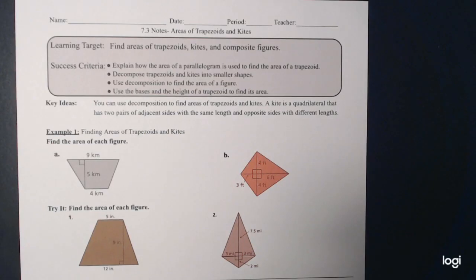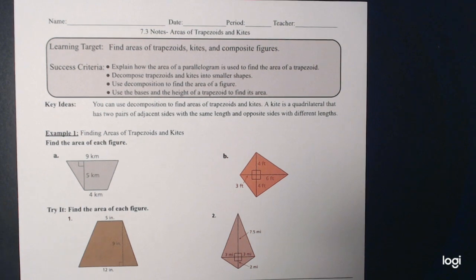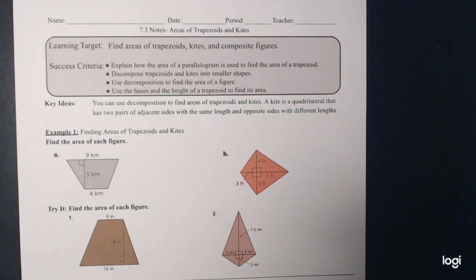Well, welcome back to math class. Today will be one of our last lessons. It's called the area of trapezoids and kites. We've talked about trapezoids a little bit in math class.